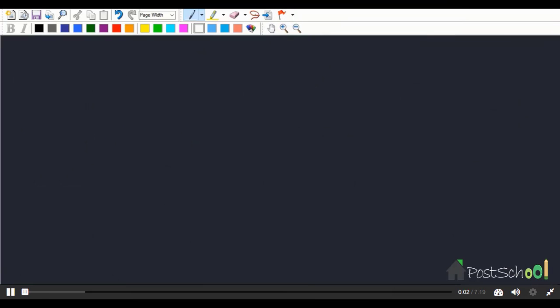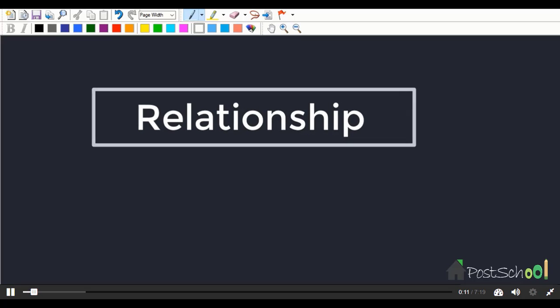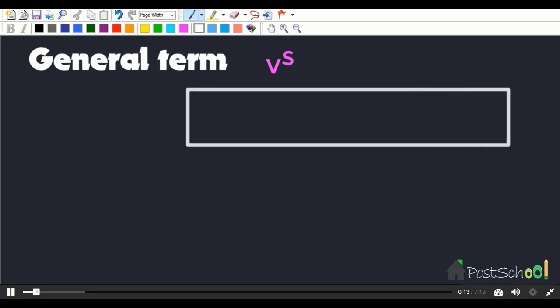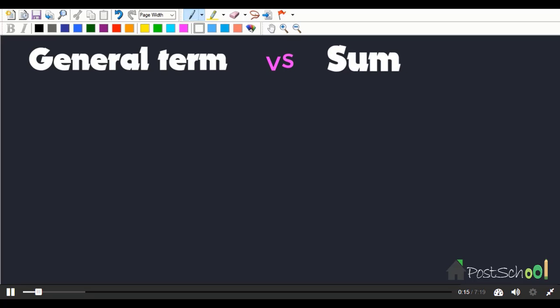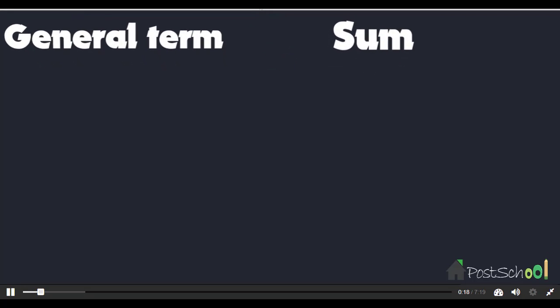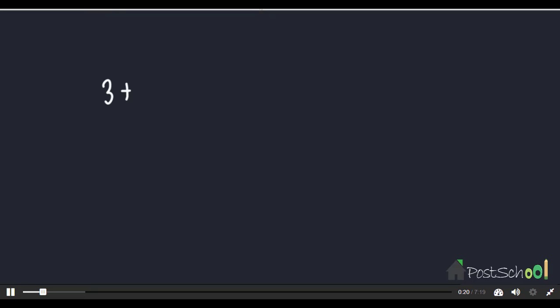Okay, so now let's get into something important, which is the sigma notation, but we are going to get into it in just a second. First I want us to look at the relationship between the general term and the sum of a series. Let's look at the series 3 plus 7 plus 11 plus 15 plus ... I want us to calculate the general sum of this series.